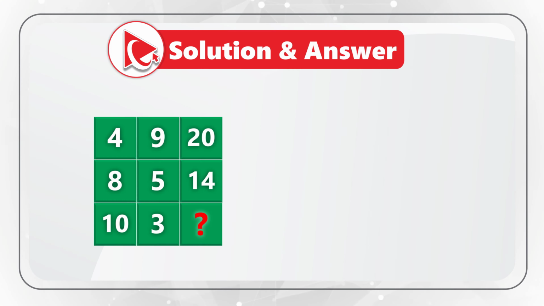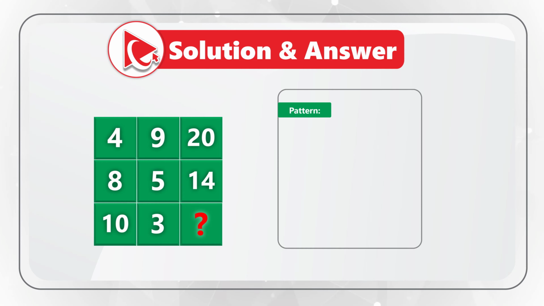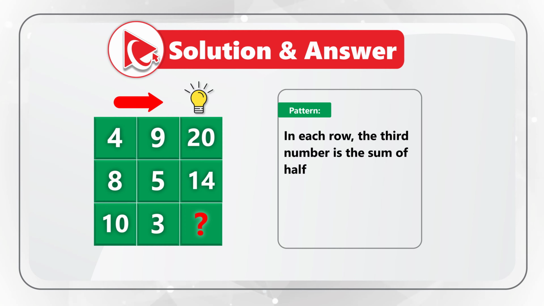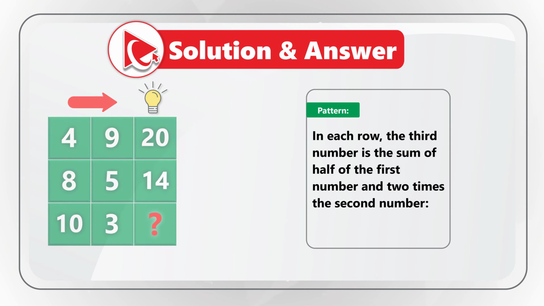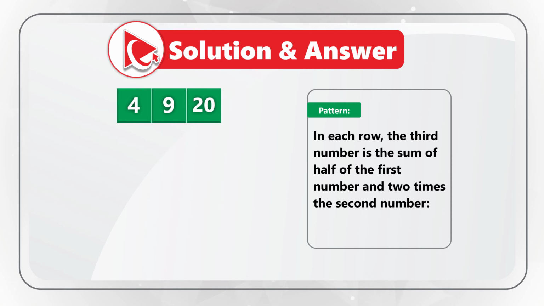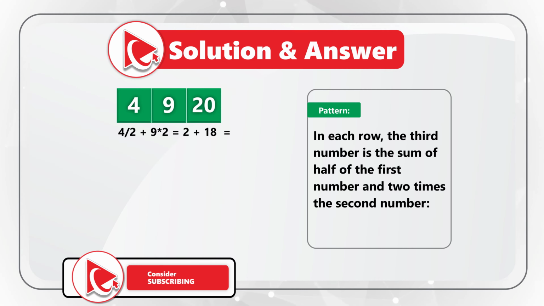And the pattern here is that the manipulation with the left and the middle number calculates the right column's number. Basically, in each row, the third number is the sum of half of the first number and 2 times the second number. Let's look at the specific calculations. The first row has numbers 4, 9, and 20. 4 divided by 2 plus 9 multiplied by 2 equals 2 plus 18, which equals 20, which is exactly the number in the third column.